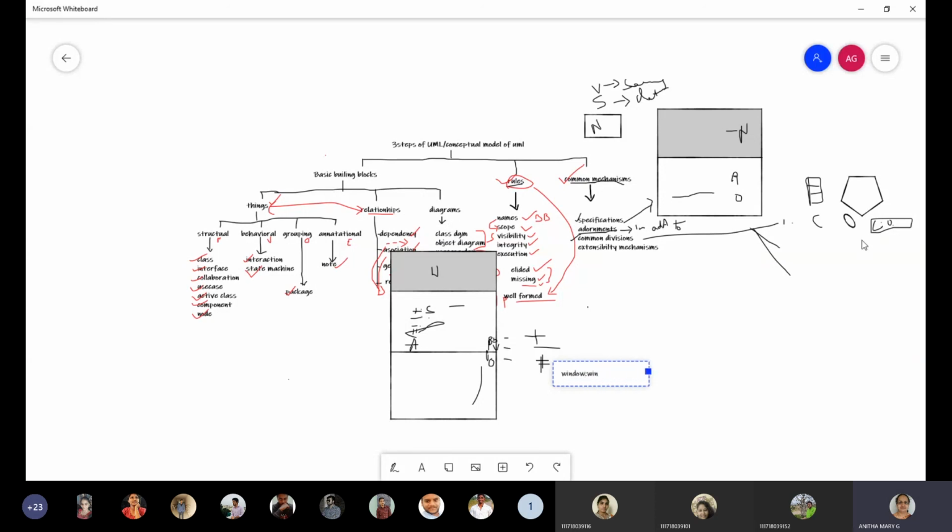How exactly are they divided? I'm just concentrating on the graphical notations only. Already you know theoretically and logically what they meant. So, common divisions: the first one is the division of classes and objects. How classes are given and how objects are given, and objects are the instances of classes. Then moving on to the next one.